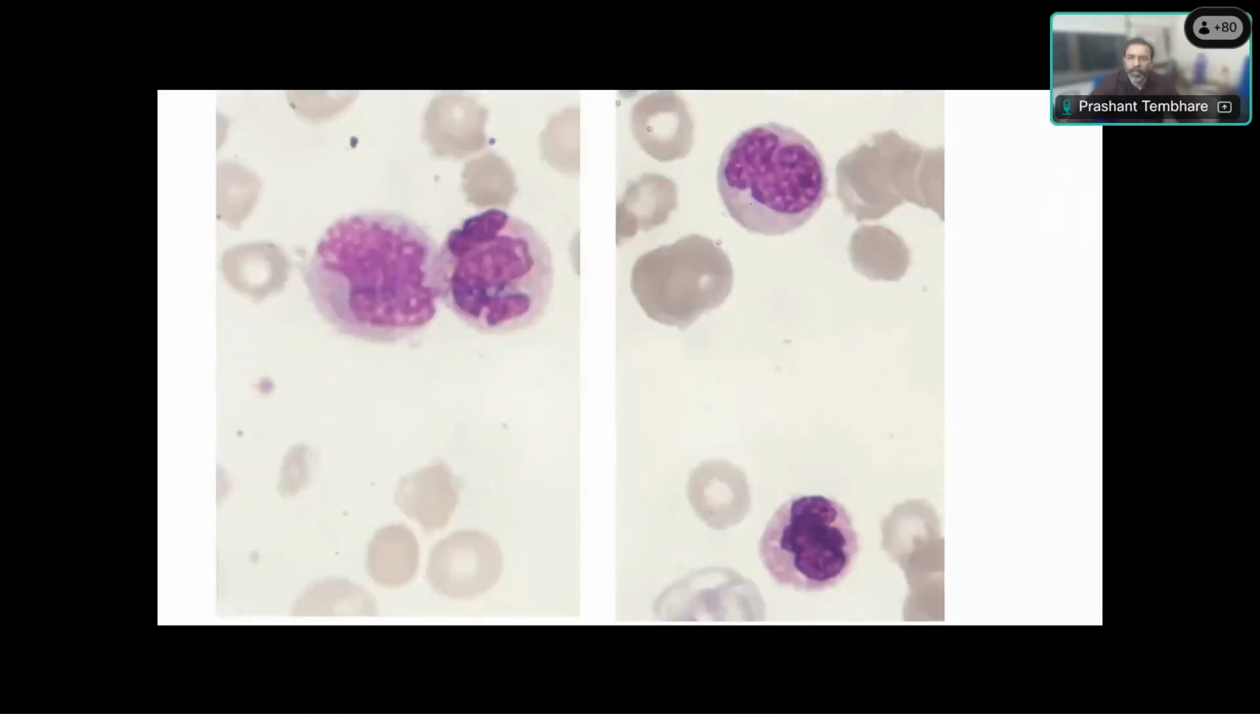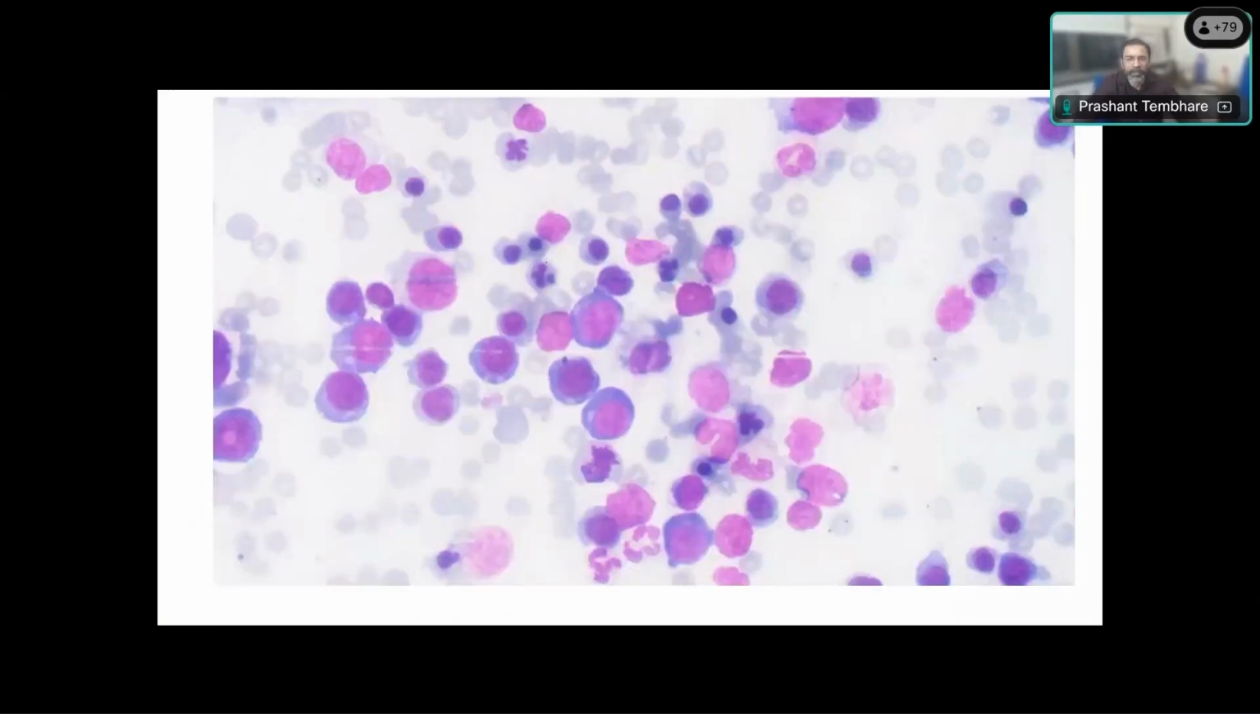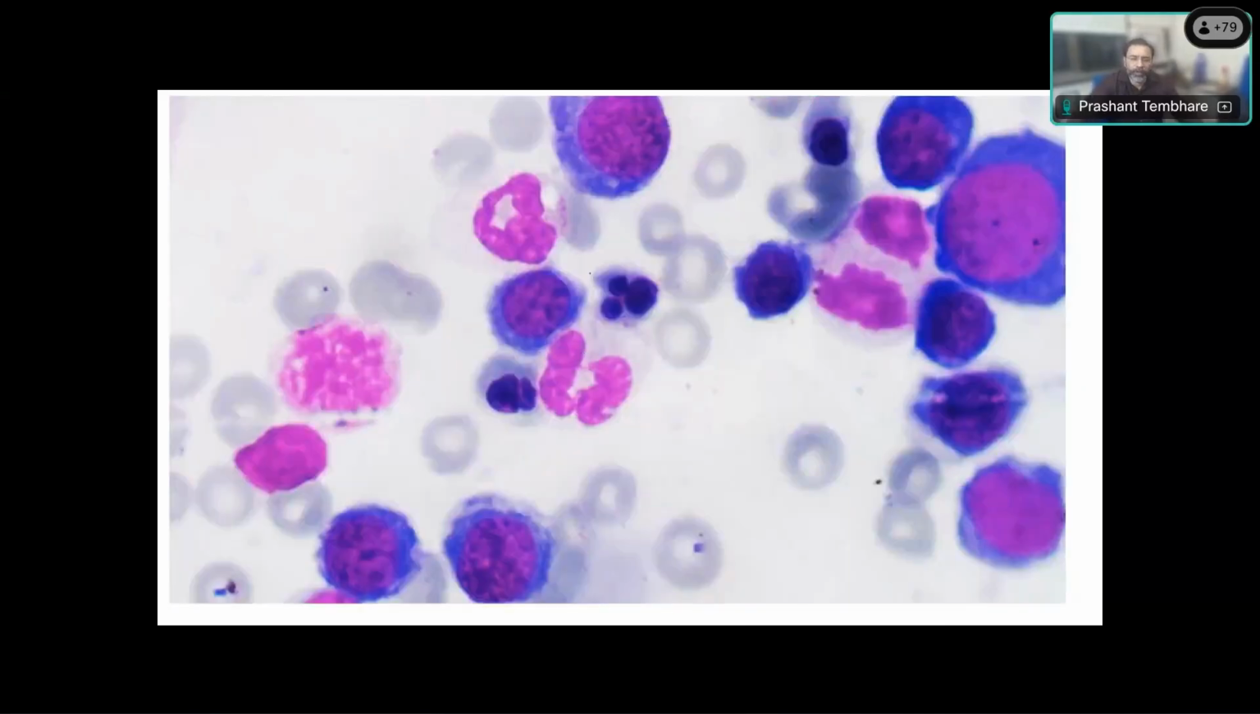Here is another dysplastic segmentation of a granulocyte, as well as hypogranulation. The erythroid series is increased, so erythroid hyperplasia is there, and dyserythropoiesis at multiple places. The granulocyte shows hypogranulation, you can see here. This is a closer view of the erythroid series: dysplasia, hypogranulation, dysplasia.